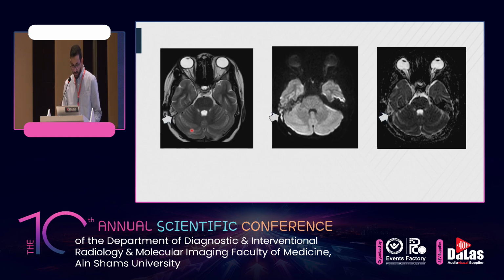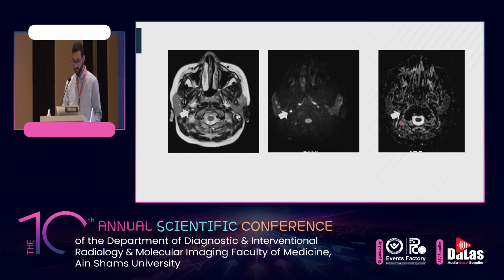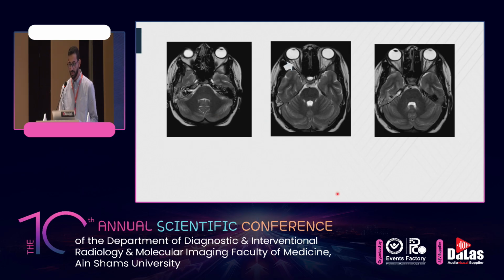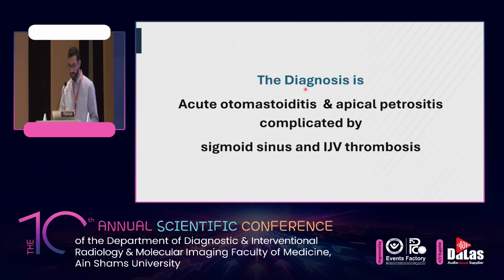Filling defect is seen here along the right sigmoid sinus, which shows true diffusion restriction. And the abnormal signal is seen extending into the right internal jugular. Note this dot in diffusion weighted images corresponding to the site of jugular foramen here in conventional T1. This patient also demonstrated signs of increased intracranial tension. Note the tortuous optic nerve with increased perioptic CSF. The diagnosis of this case is acute otomastoiditis and apical petrositis complicated by sigmoid sinus and internal jugular vein thrombosis.